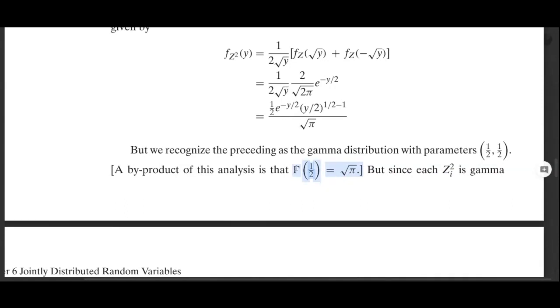Okay, this is something else. This is number 3. You use this a lot. Gamma of half equals square root pi. There are some other calculations which are very fun to do.